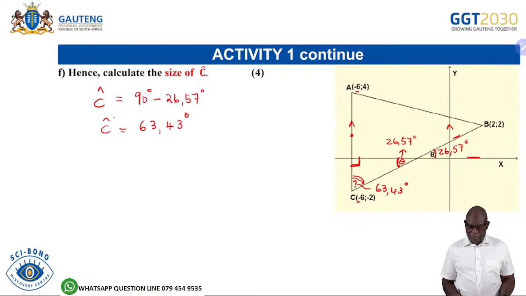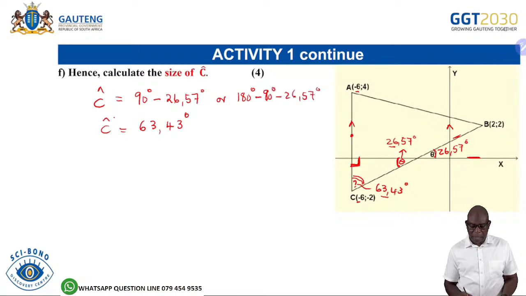If I add this 90, I add this, I add that, then I get 180 degrees. Or here I would have said 180 degrees minus 90 degrees minus 26.57. The answer will still give me 63.43 degrees.